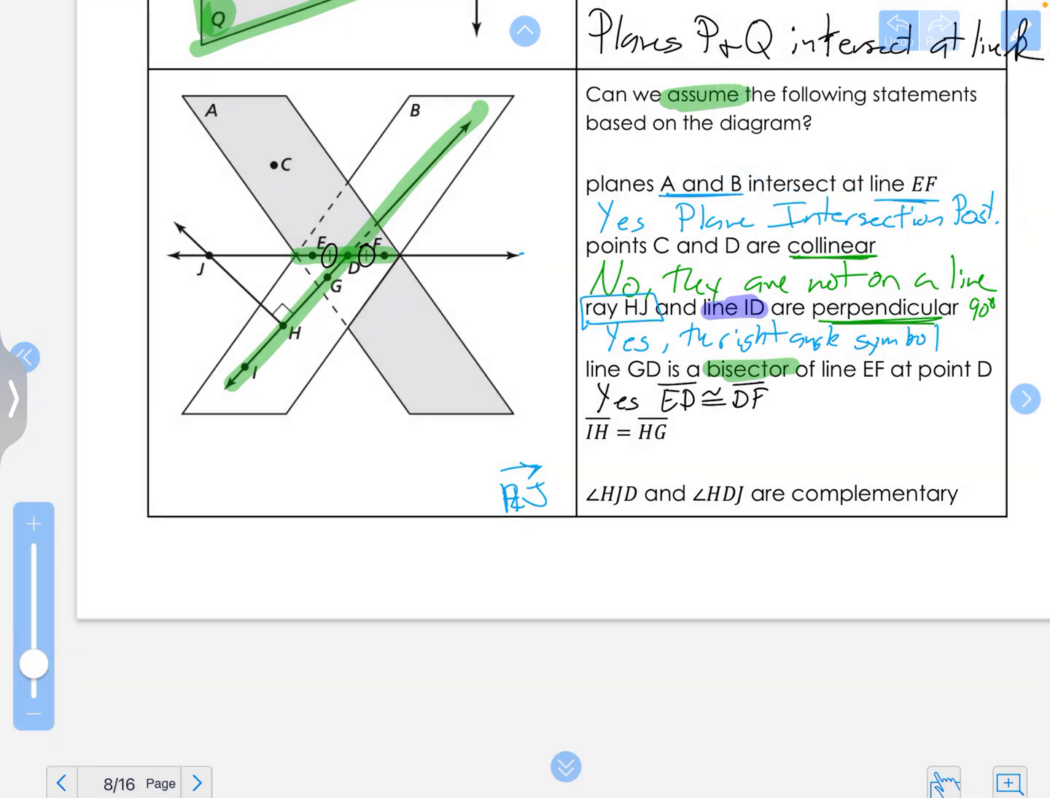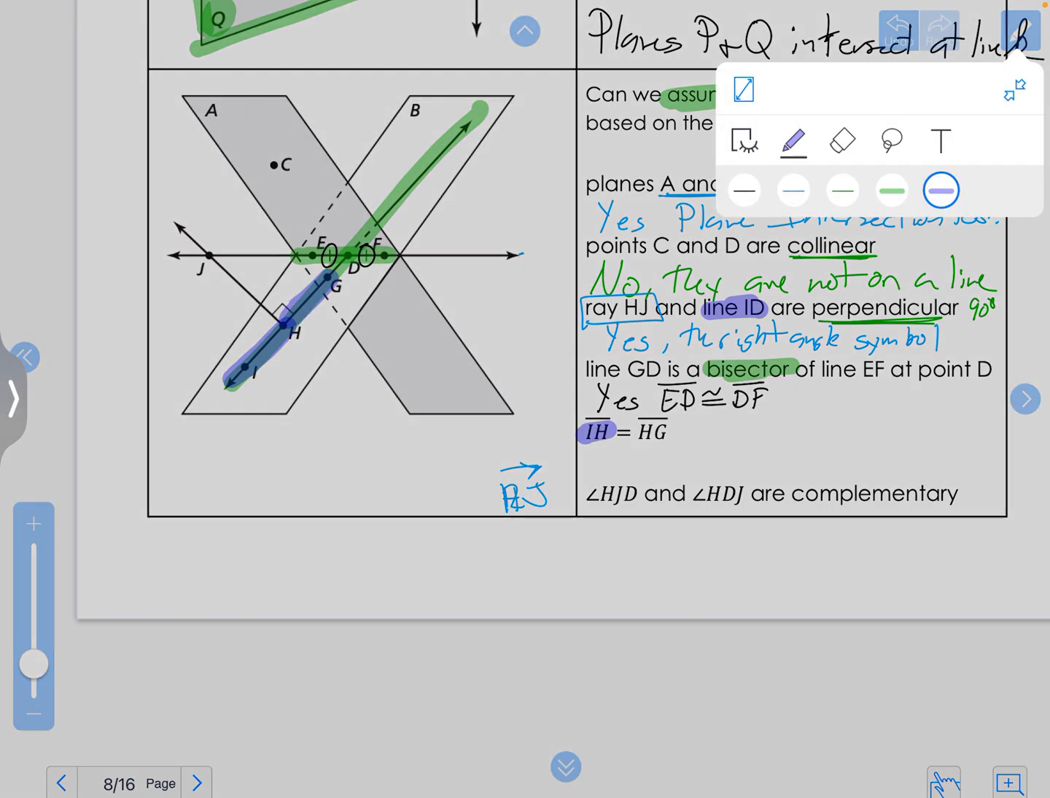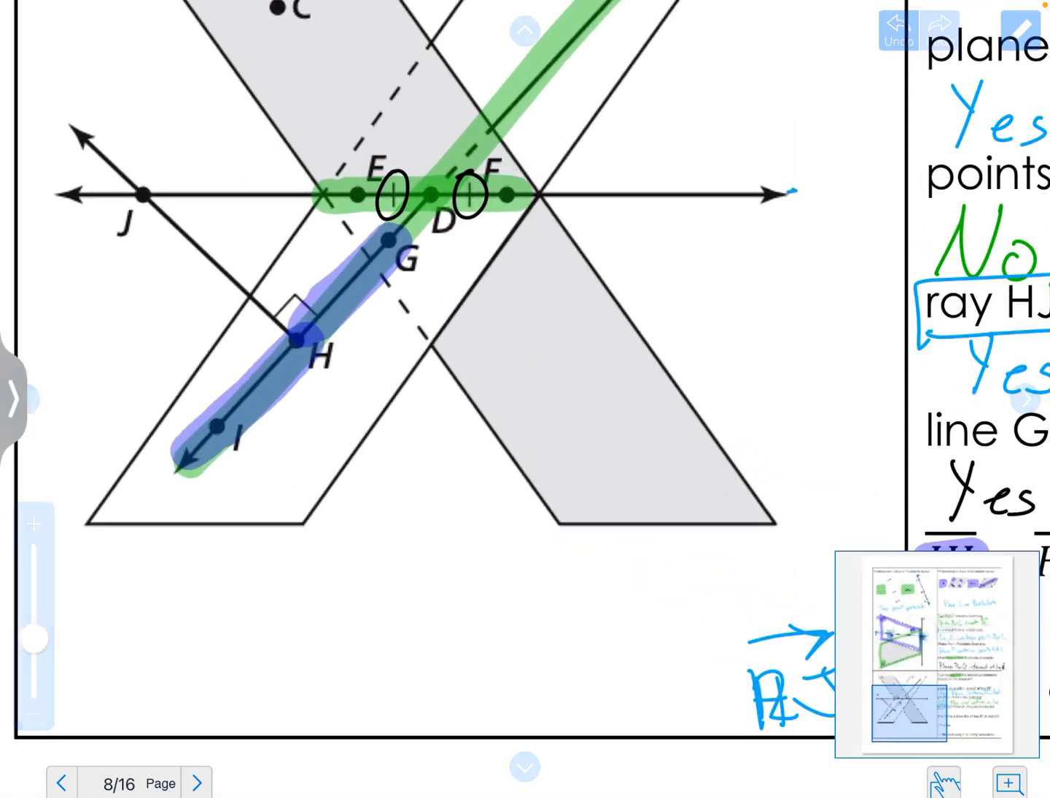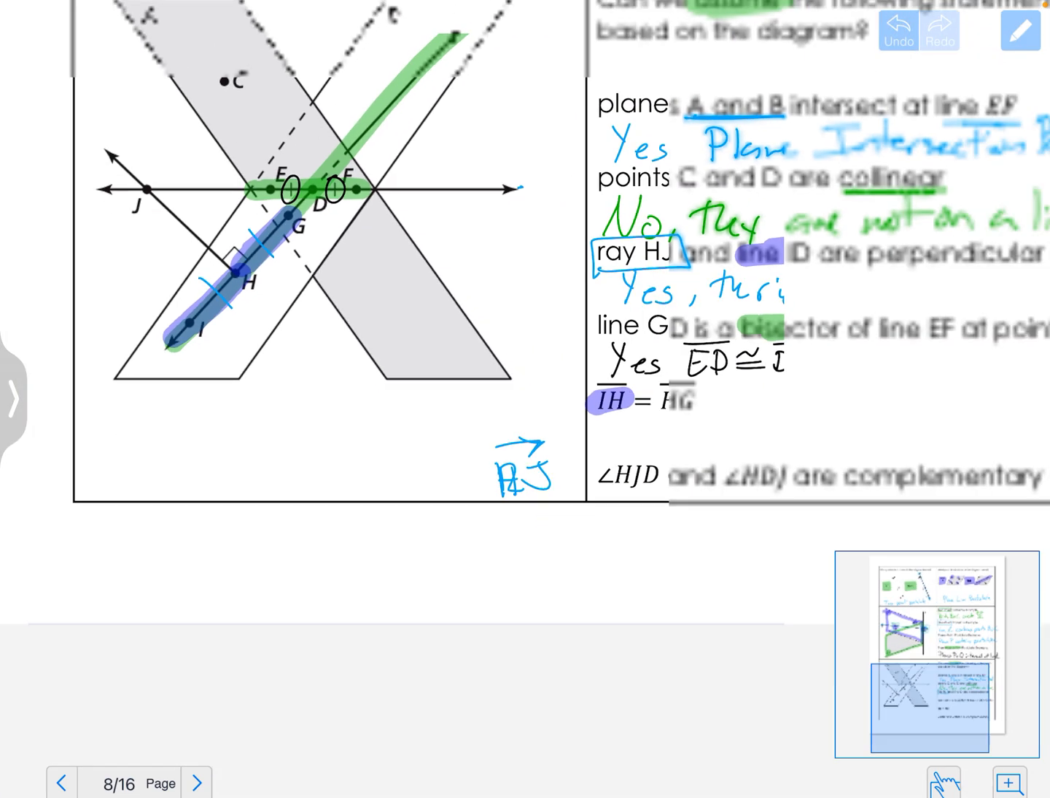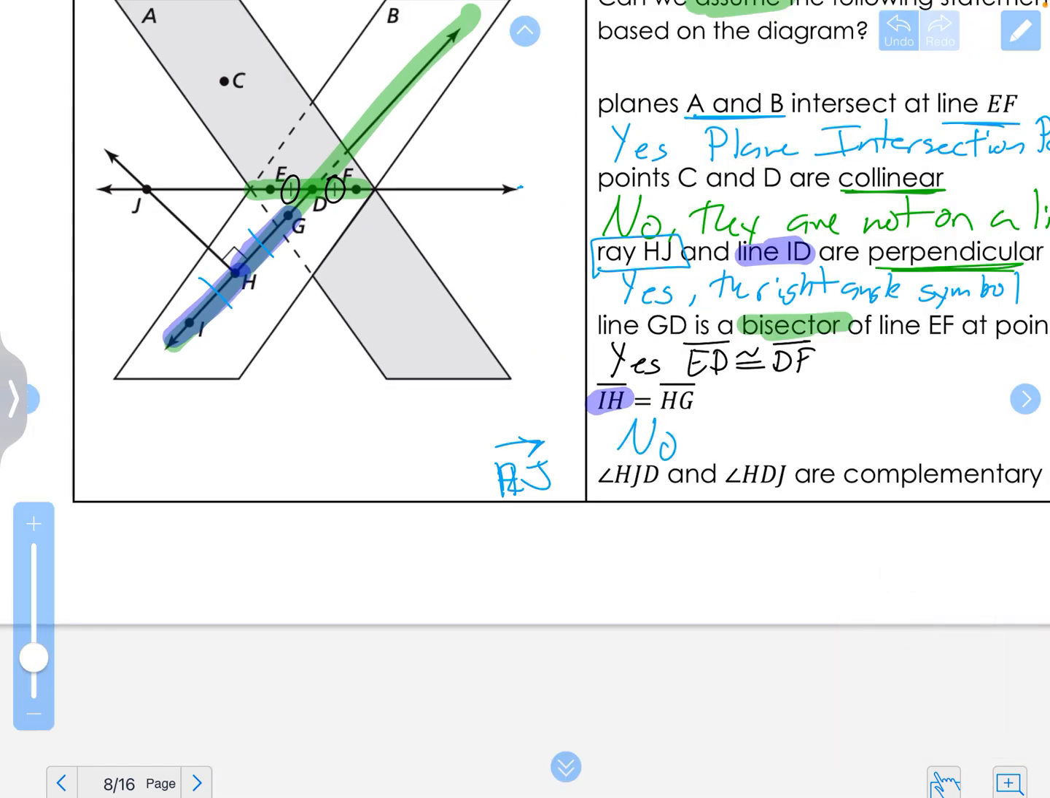The next one that it's having us look at is line segments IH and HG, are they equal? We don't have those same congruent markers. They did not put those on there, so our answer is going to be no because there are no congruent markers.